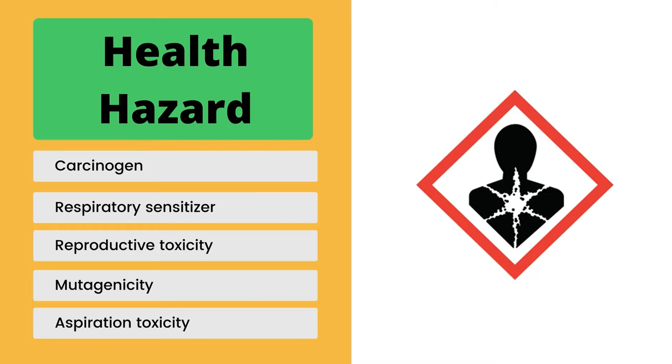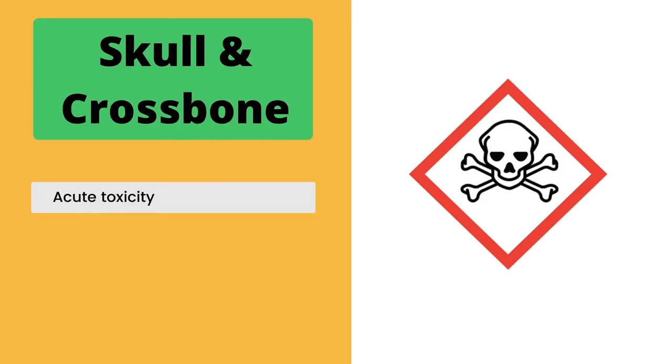may be fatal if swallowed and it enters the airways. Skull and crossbones. These chemicals are poisons that quickly cause sickness or death. A toxin may attack one or more parts of the body, such as the liver, kidneys, nerves, lungs, skin, eyes, or bone.